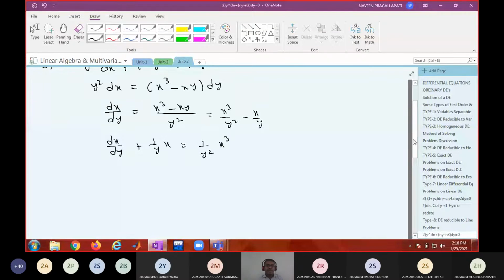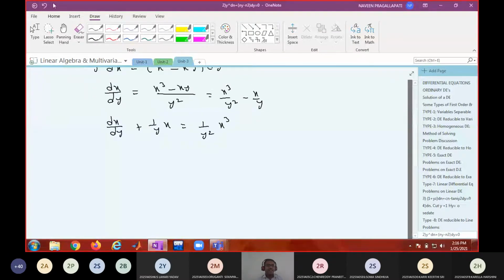Now, can you identify this differential equation? What kind of differential equation it is? Bernoulli in what variable? In x. Okay, Bernoulli's differential equation in x. Therefore, now you solve this Bernoulli differential equation by interchanging the roles of x and y in the previous method.